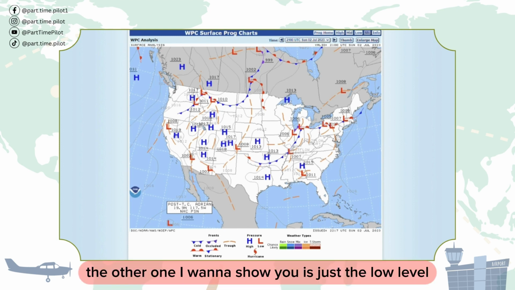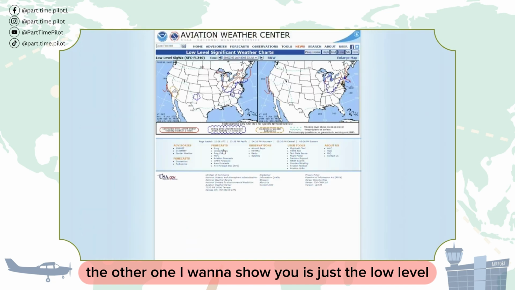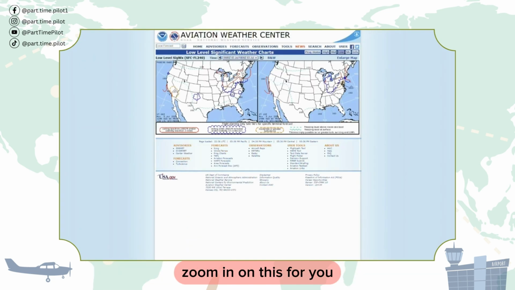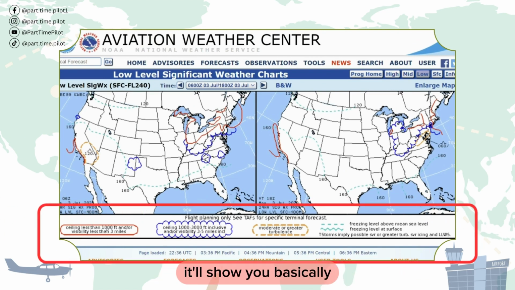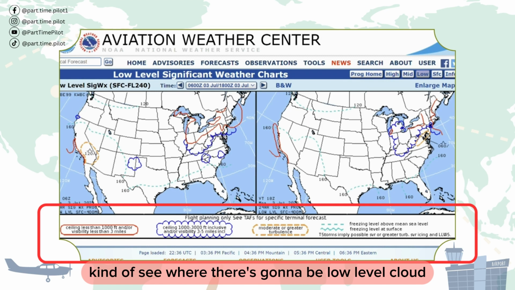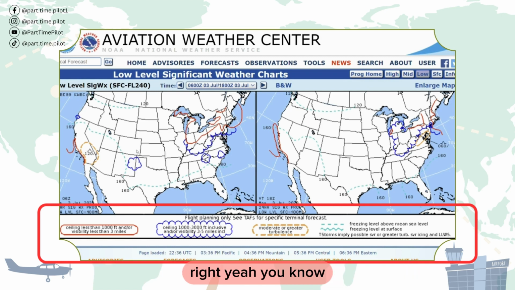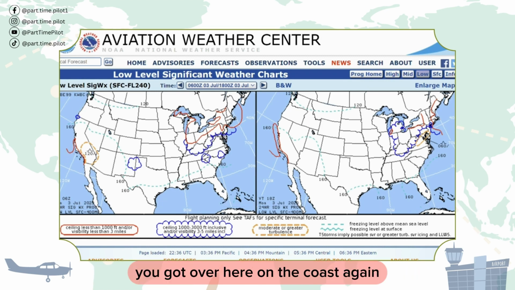Okay, the other one I want to show you is the low level significant weather chart. I'll zoom in on this for you. Again, this is going to show you, in red, basically IFR areas, and then it'll show you MVFR, and if there's nothing, that's going to be VFR. So you can look around the United States and see where there's going to be low level clouds. Over here on the coast, we saw that already, that's going to be IFR conditions because of the marine layer.